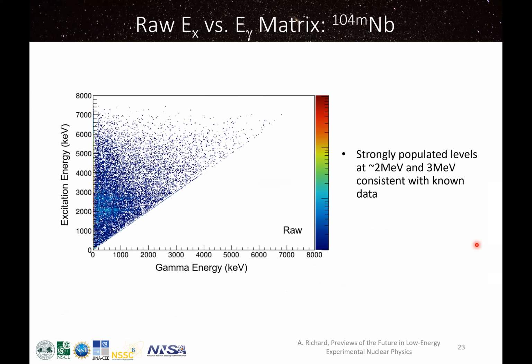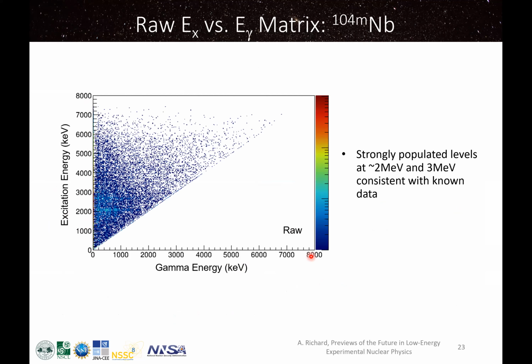We start with our raw matrix that's shown here. The example that I'm going to show is for niobium-104. So we have excitation energy versus gamma ray energy. This is our total absorption coming from summing across SuN, and then our gamma ray energy. This is our raw experimental matrix, so we get this directly from SuN.